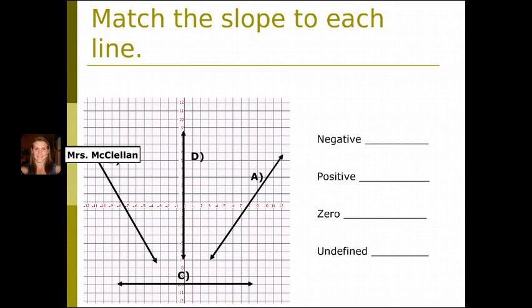Match the slope to each line. Whenever we're trying to determine slope from a graph, on whether it's positive or negative, read from left to right. If the line is going downhill, then it's going to be a negative line. If the line is going uphill, reading left to right, then it's a positive line. Therefore, B should be your negative line, and A should be your positive line. A horizontal line is always a zero slope, and vertical lines are always your undefined slope.